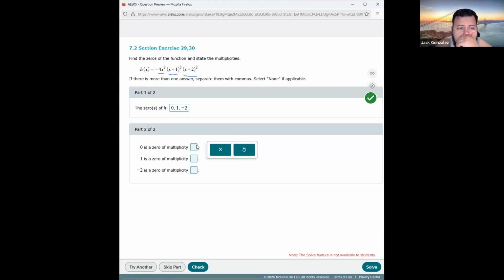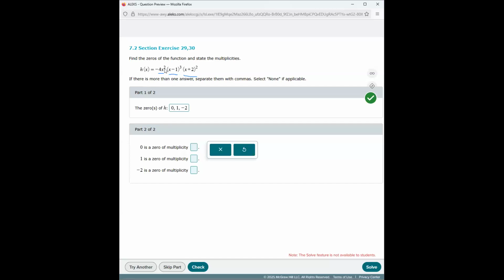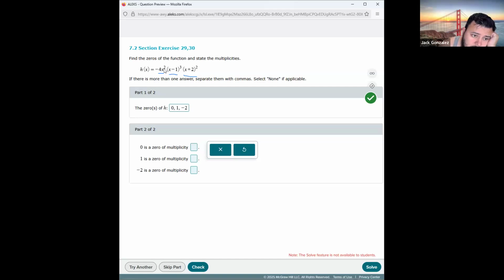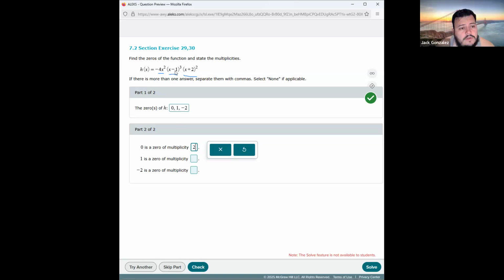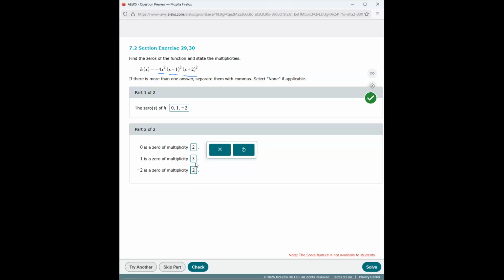Okay. Now, remember what we said about multiplicity. The power on there is the multiplicity. So the 0 has a 2 on it, right? The part that creates a 0 with 0 has a 2. The 1 makes this part 0, and it has a 3 on it. -2 makes this 0, and it has a 2. So multiplicity 2, 3, 2. Is there any questions on how we find this?